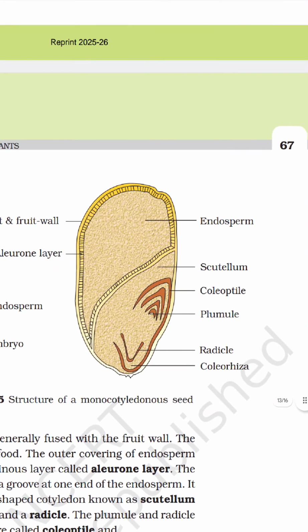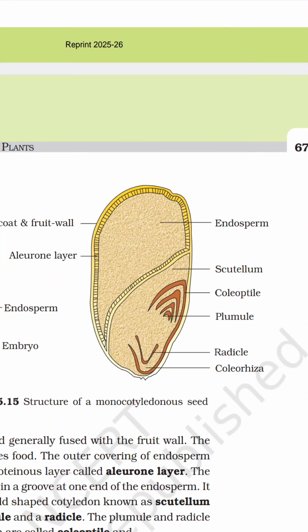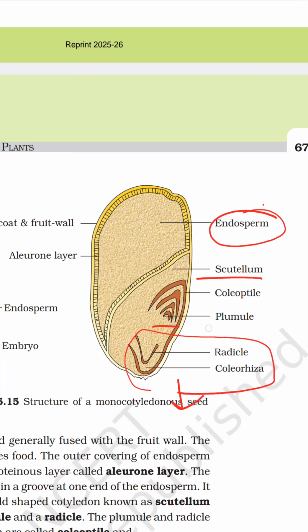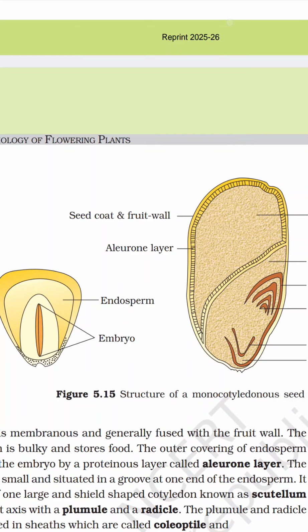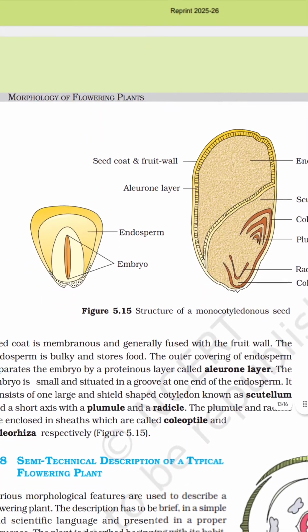So here we can see this is the endosperm. This is the endosperm. This is the scutellum. This is the radicle, which means the root part. This is the plumule, and it develops into the coleoptile. This develops into the coleorhiza. So here the outside is the fruit wall and seed coat, and this layer is known as the aleurone layer. This is the endosperm and the embryo.